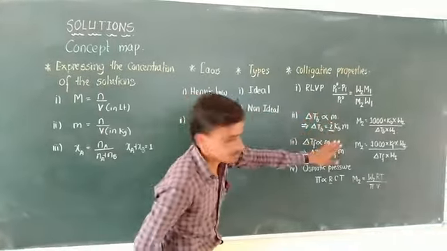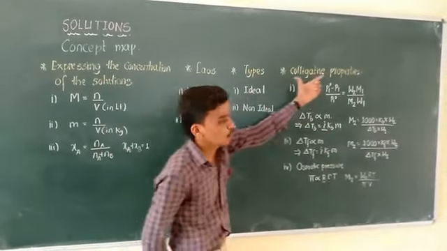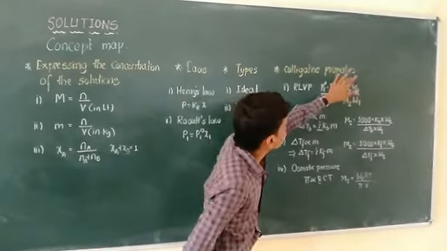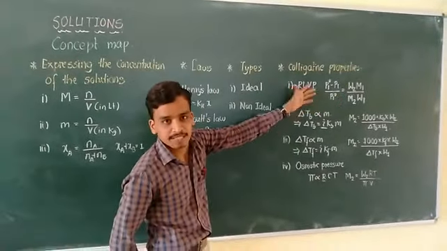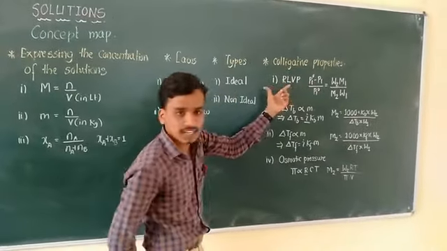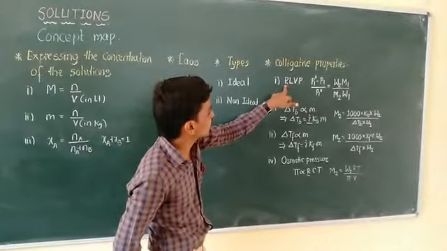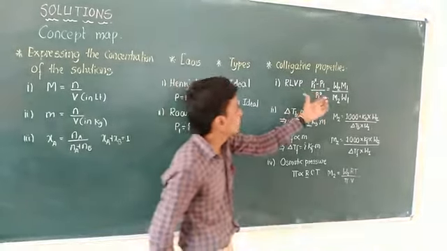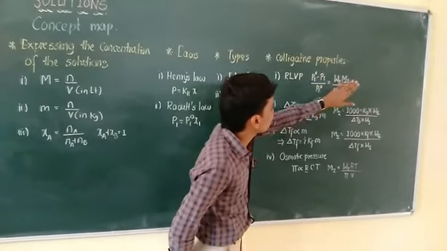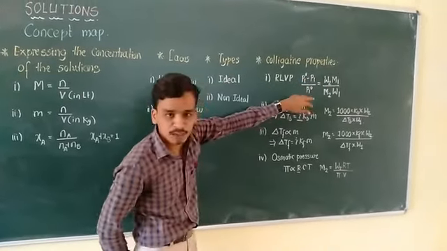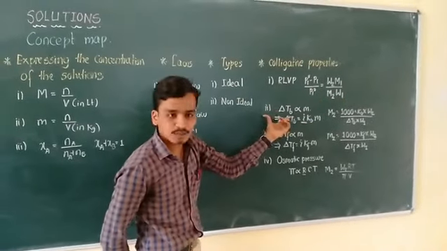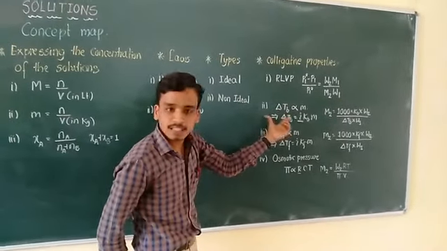The last and most important part of this chapter is colligative properties. These are properties that depend directly on the amount of the substance irrespective of their nature. The first important one is RLVP, which means relative lowering of vapor pressure, and its formula representation is (P1 naught minus P1) divided by P1 naught is equal to W2 M1 divided by M2 W1. These are the formulas, and next one is elevation in the boiling point.